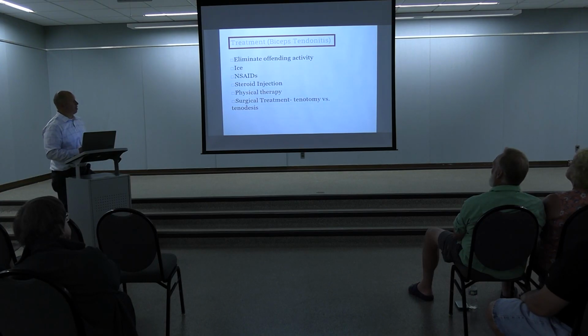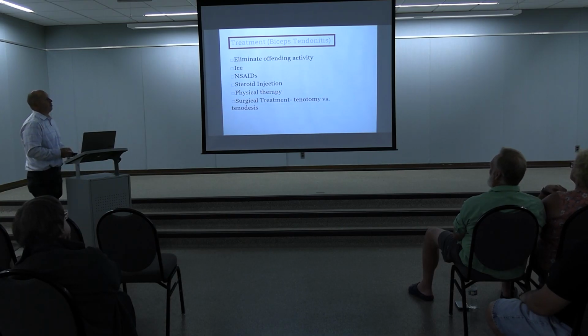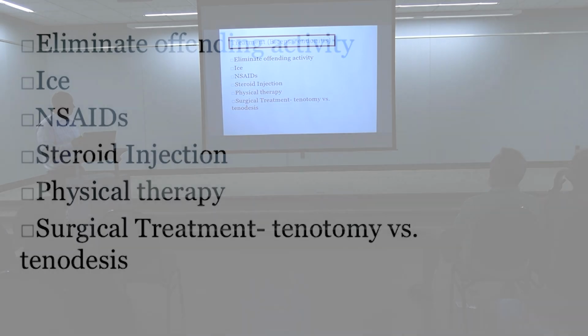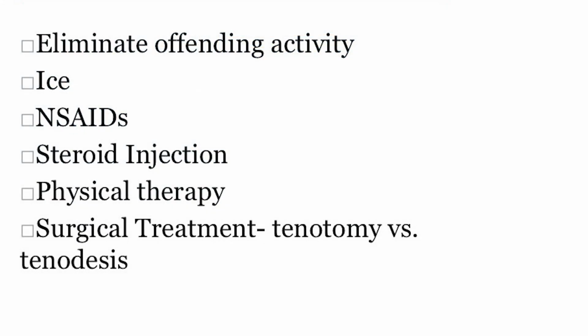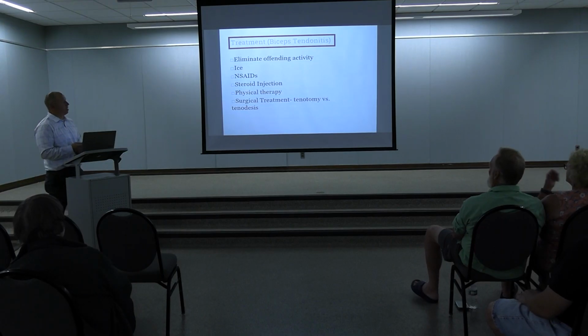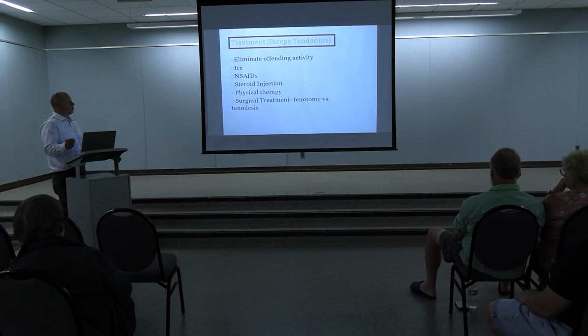So treatment of biceps tendonitis, the main treatment is going to be eliminating the offending activity, icing, using non-steroidal anti-inflammatories, steroid injection is an option, as well as physical therapy. So there are options for that bicipital tendonitis, and it can fluctuate and ebb and flow. Surgical treatment consists of a tenotomy, or releasing the tendon, or tenodesis, where you release the tendon and you secure it to the humerus.